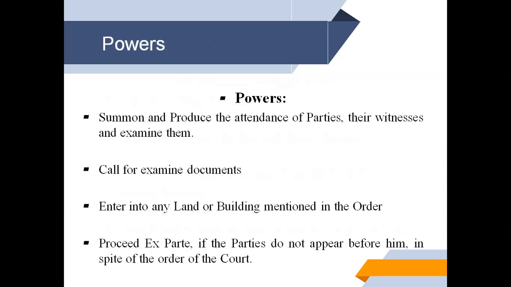Next, what are the powers of the commissioner appointed by the court? The first power which has been given to the commissioner is to summon and secure the attendance of the parties, their witnesses, and examine them. Thereafter, to call for and examine the documents as well. Third, entry into any land or building mentioned in the order. Further, to proceed ex parte if the parties do not appear before him in spite of the order of the court. So these are the powers of the commissioners given under the law.